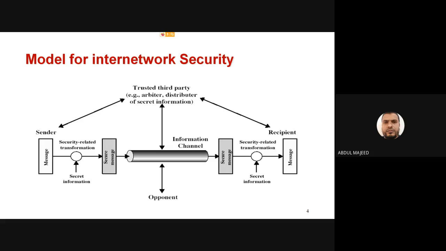And to provide data confidentiality, we need to encrypt the message. What is meant by encryption? Converting that plain text into the ciphertext, converting the message from readable format to unreadable format. That is called encryption. That is the first responsibility, or the first stage of security.